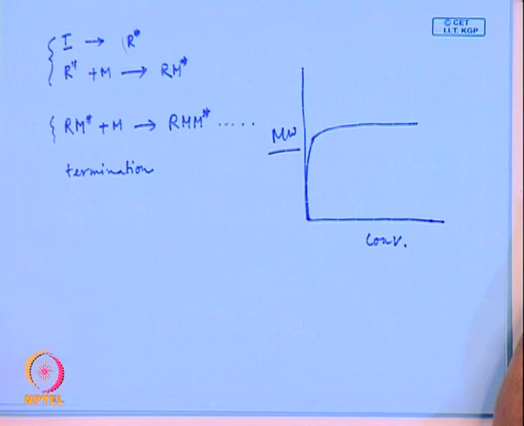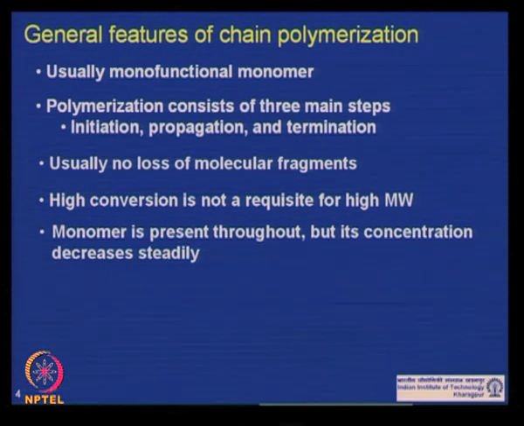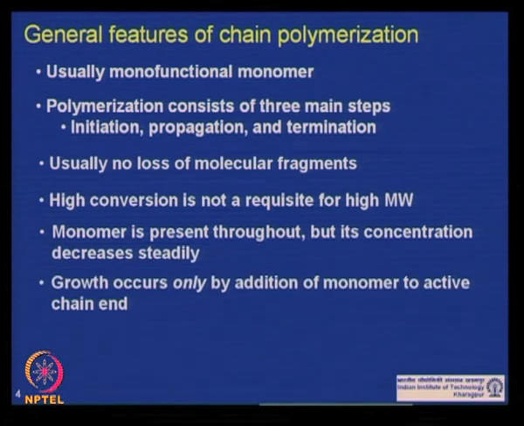Now, in this chain polymerization, monomer is present throughout, but its concentration decreases gradually or steadily. We also know that during this chain polymerization we have only monomer or high molecular weight polymers. We do not have intermediate molecular weight oligomers like in step growth polymerization. We have either monomer and high molecular weight polymers, and also initiator molecules and solvent if required.